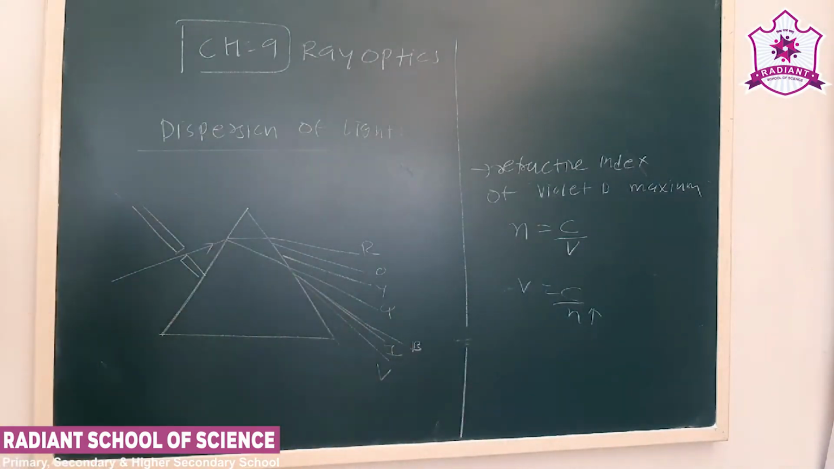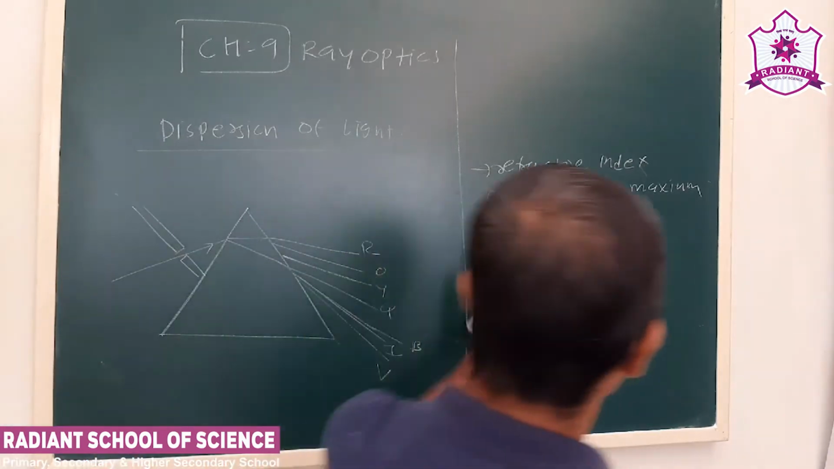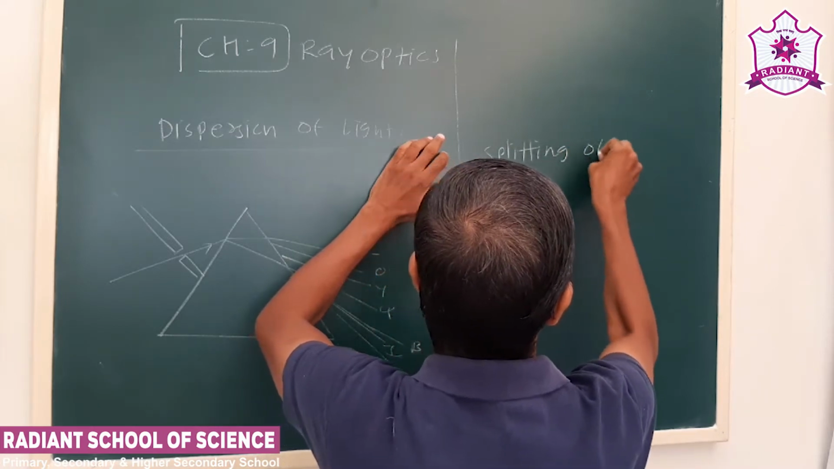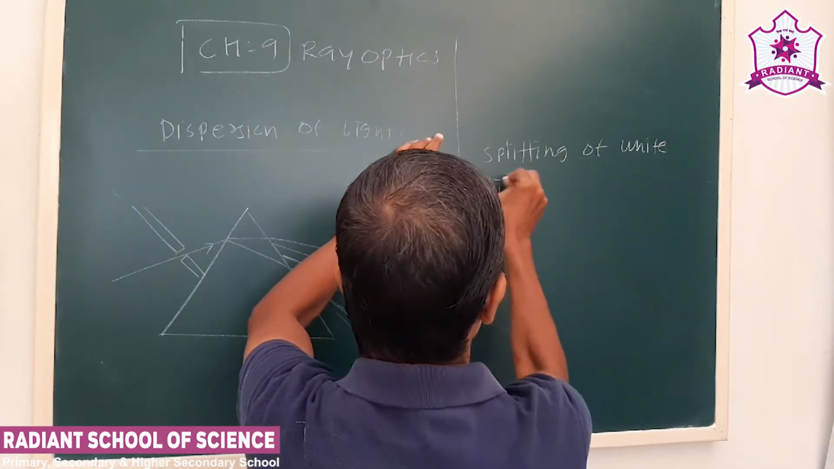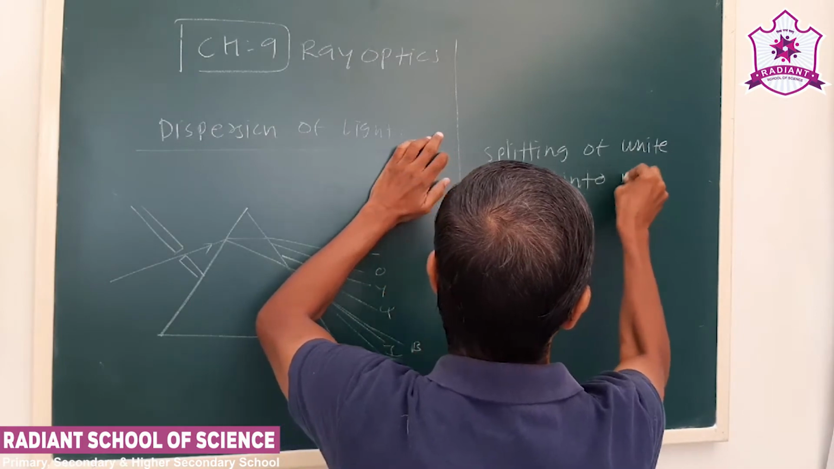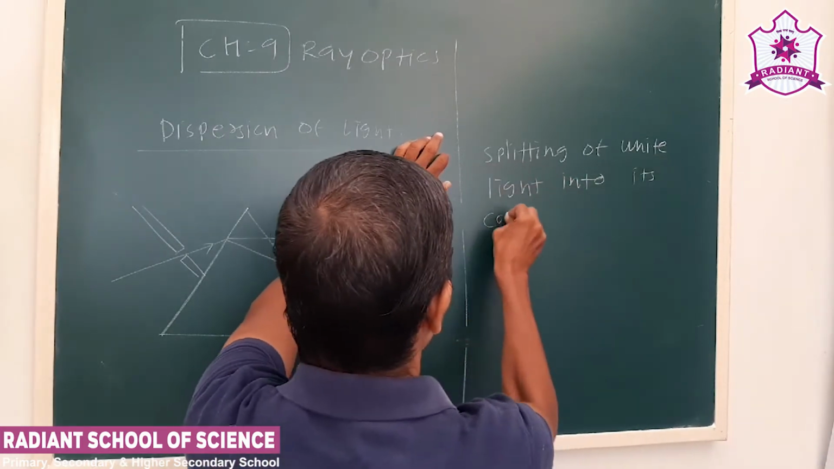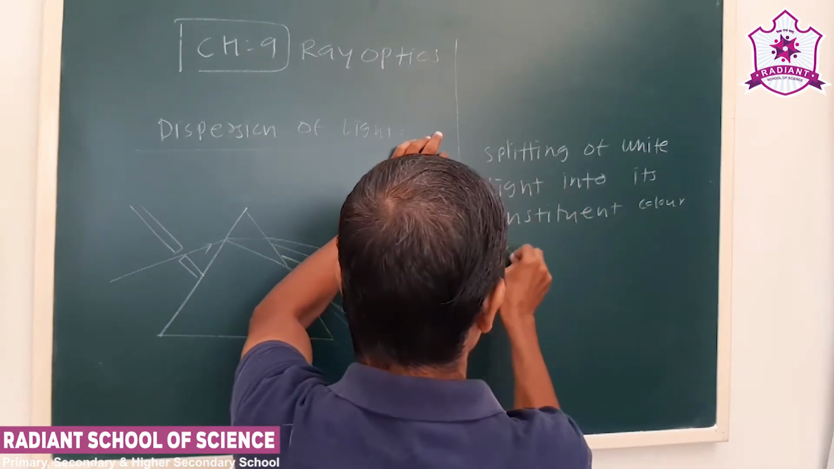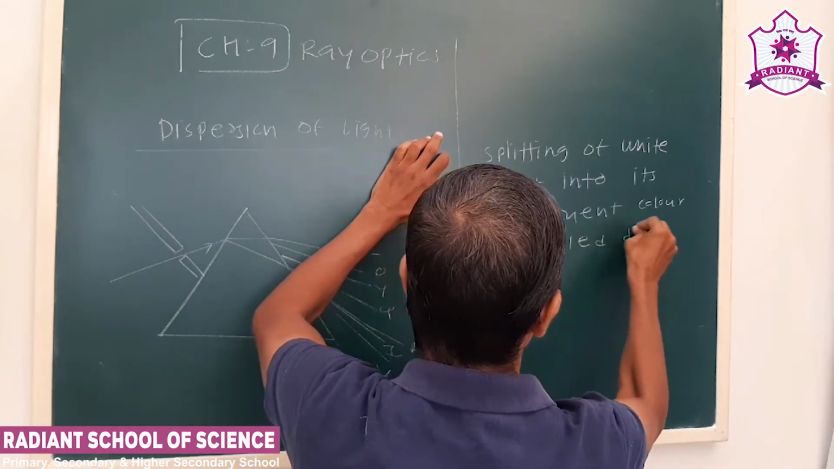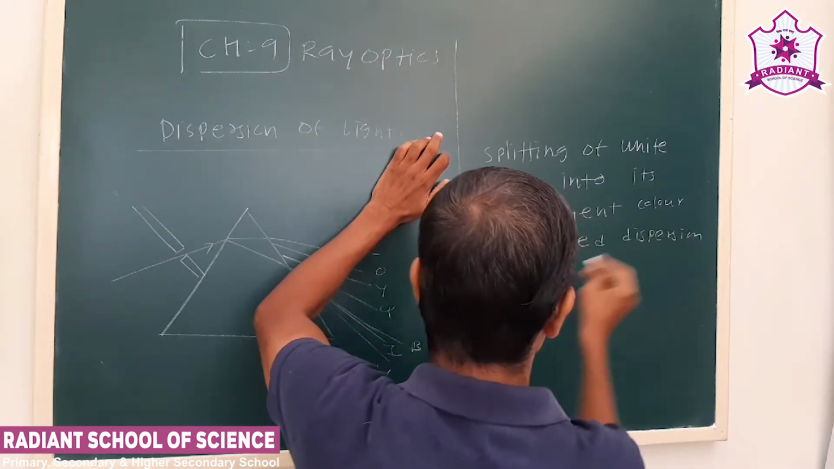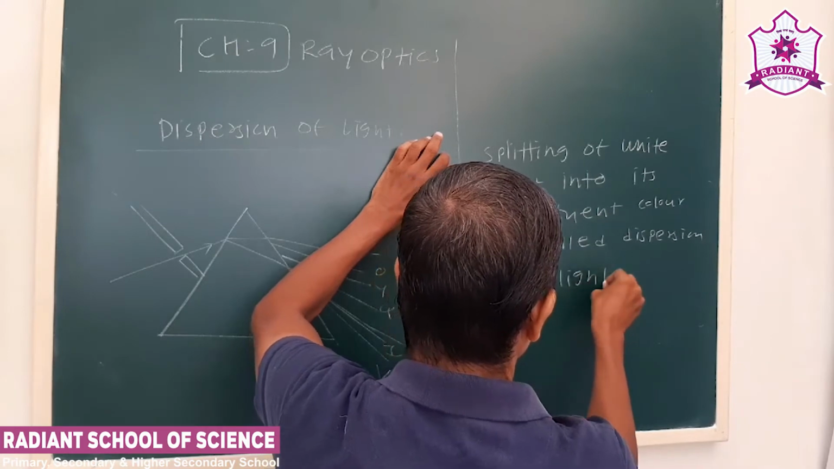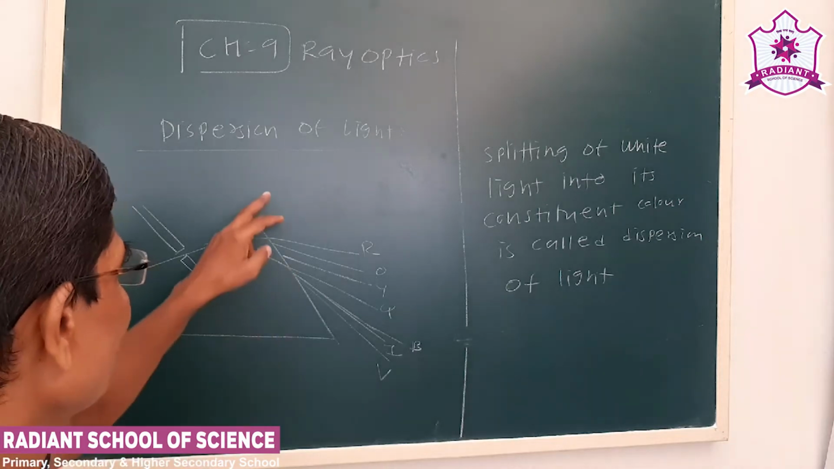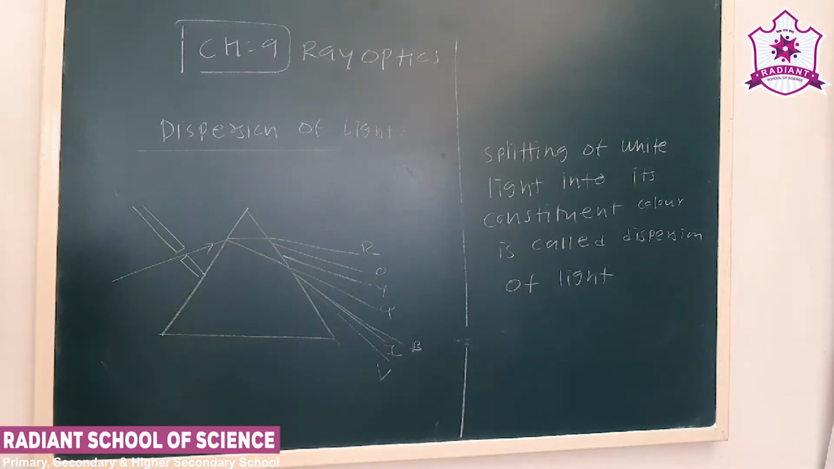So splitting of white light into its constituent colors is called dispersion of light. We can write it like this: splitting of white light into its constituent colors is called dispersion of light. See, the red will be at the top and violet at the bottom.